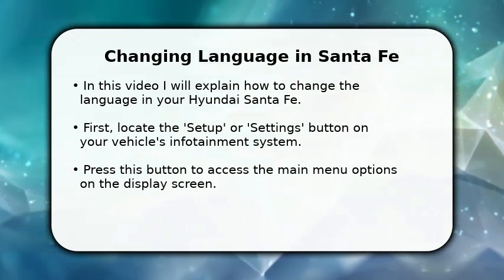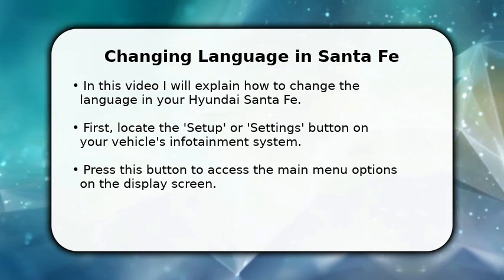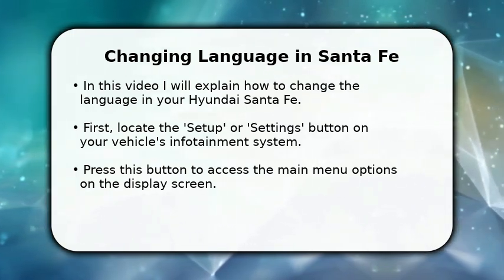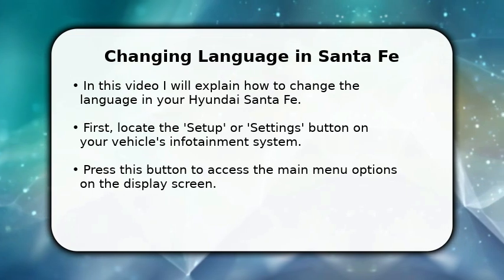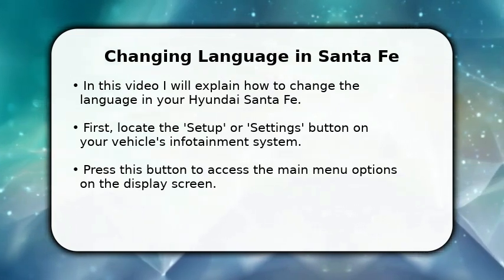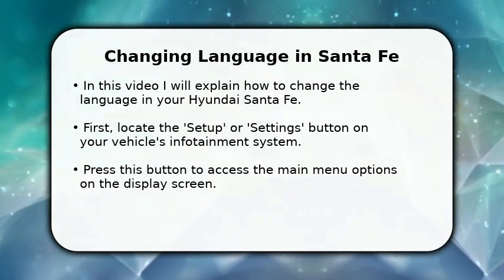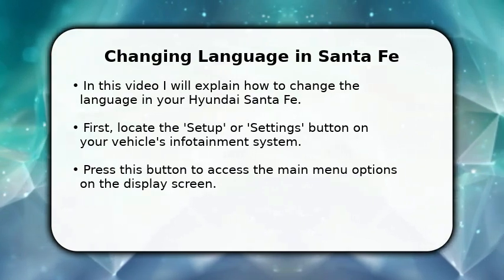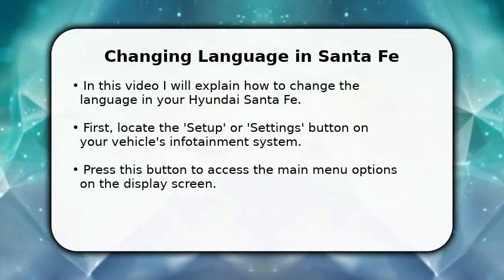To begin, you'll want to find the Setup or Settings button on your car's central infotainment system. Once you press it, you'll see a main menu appear on the screen. From there, simply navigate to the General Settings category to proceed to the next step.